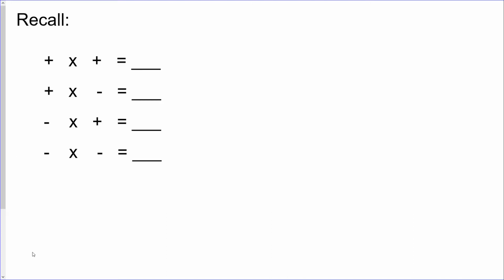Now, a very quick refresher. You don't need to write this down, although you could if you want to. Positive times a positive, we get a positive. Positive times negative, we get a negative. Negative times positive, we also get a negative. Negative times negative, we get a positive. So if the signs are the same, you get positive. Signs are different, you end up with negative. Please keep that in mind as we're going through these questions.